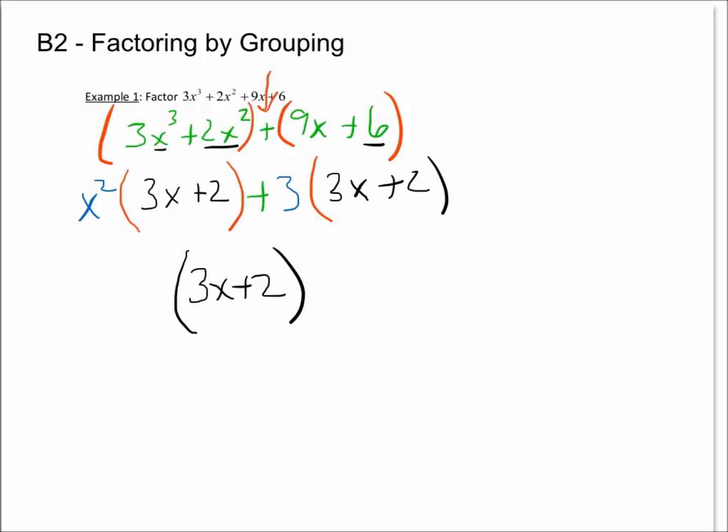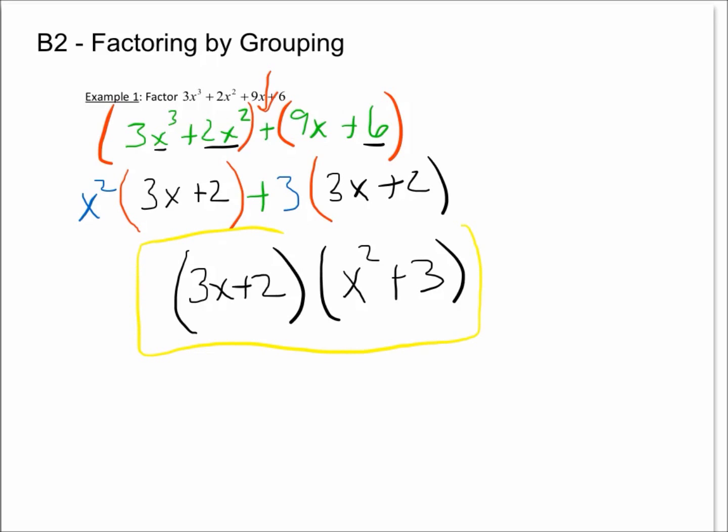The other factor is what's on the outside, x squared plus 3. So I'm going to write that as the other factor, what's outside, x squared plus 3. And so here are my two factors. 3x plus 2 times x squared plus 3. And if you were to multiply these back together, you would get the original polynomial that we had before. That's what we mean by factoring.